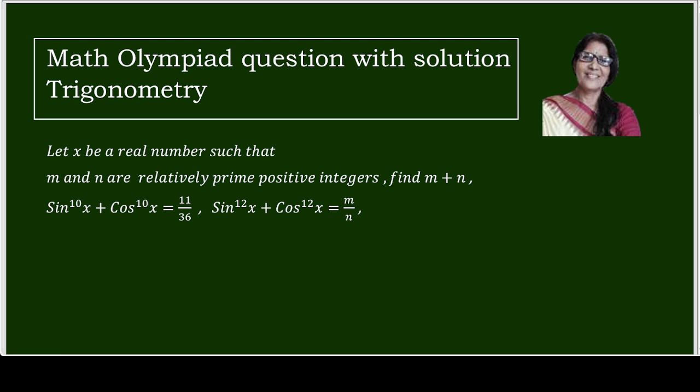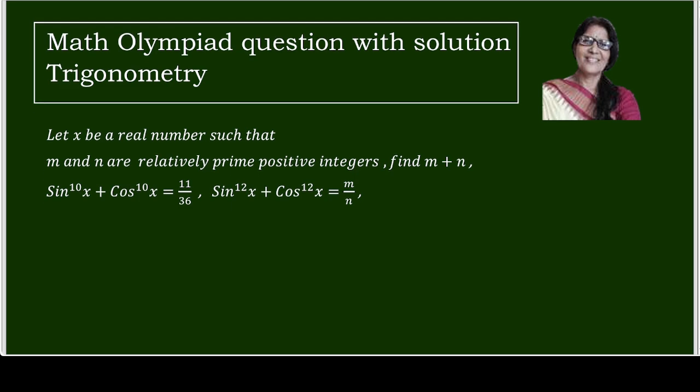Today I have taken a Maths Olympiad question. Let x be a real number such that m and n are relatively prime positive integers. We have to find the sum of m and n, where sin^10 x plus cos^10 x equals 11 over 36, and sin^12 x plus cos^12 x equals m over n.